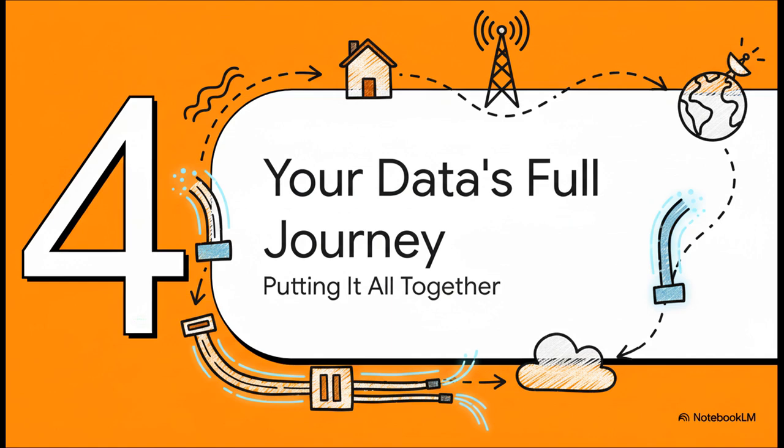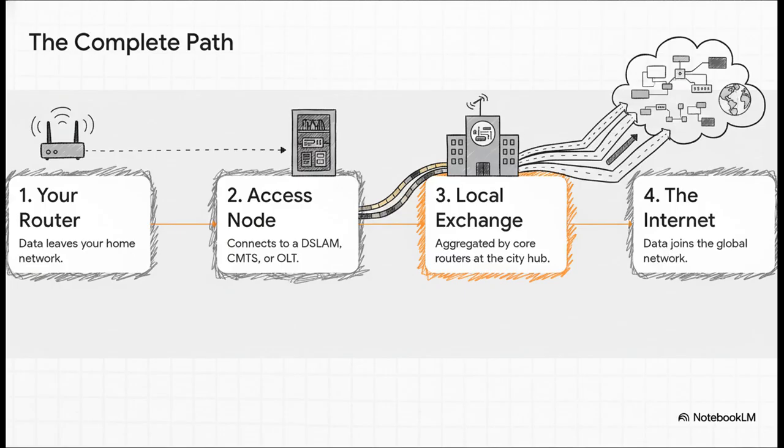Now, let's put it all together. Let's trace that full path from start to finish, but this time using the proper tech terms we've just learned. So here it is, the whole shebang. Your data leaves your router, it travels to what we call an access node. That's our box on the street with the DSLAM, CMTS, or OLT inside. From there, it zips through fiber optic cables to the local exchange and its monster core routers. And then, from that building, bam, it hits the superhighways of the global internet.